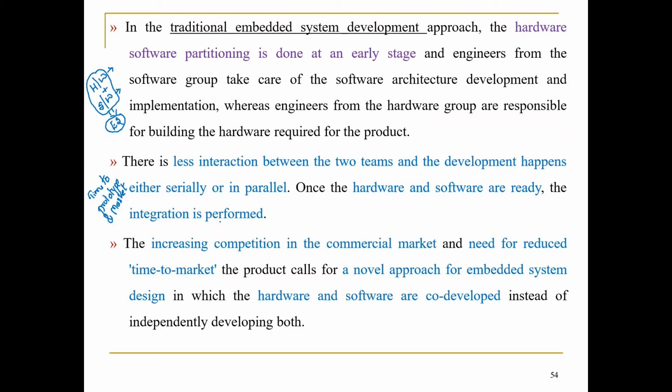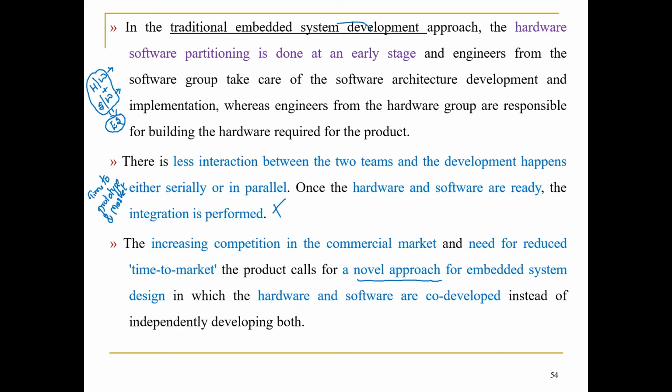But this method has been discarded because of the increasing competition in the commercial market and the need to reduce the time to market. So keeping this in mind, they came up with a novel approach. What is this novel approach? Software and hardware components are co-developed together, and whenever they felt there should be a segregation between the two, they segregated it. That is how it is happening nowadays.